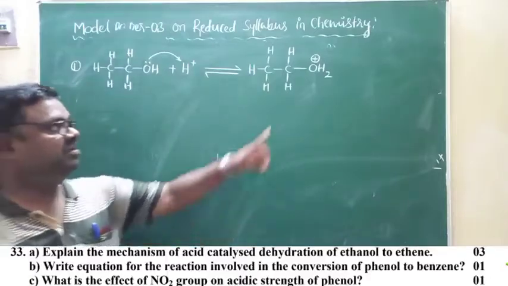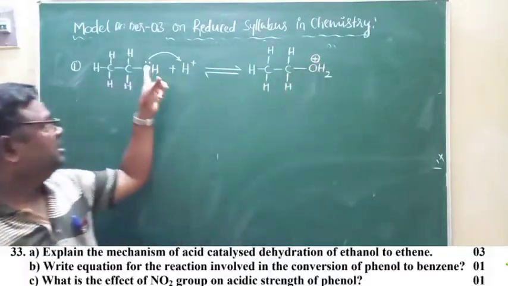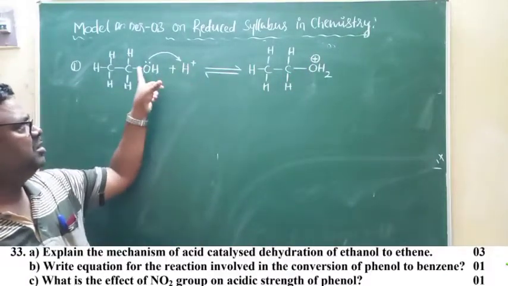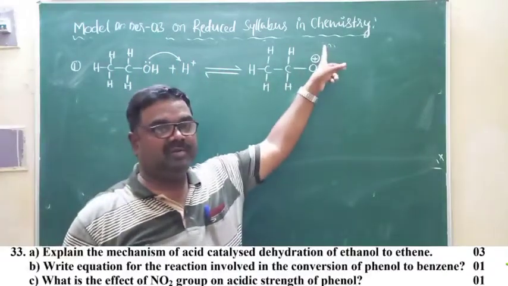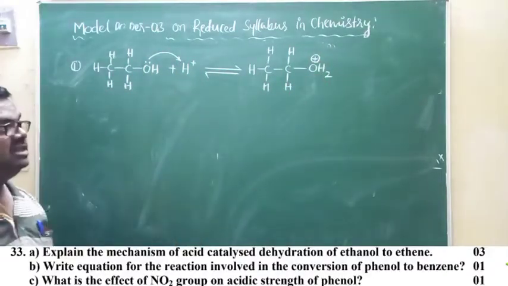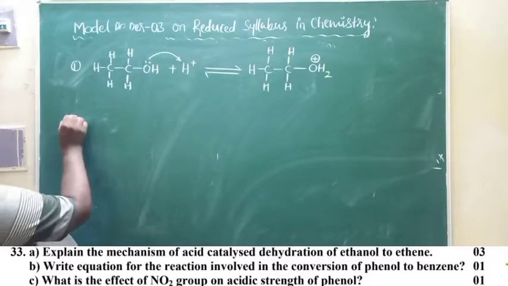You must write positive charge on the oxygen. Yes, this lone pair of electrons absorbs H plus, and OH becomes OH2 plus. Positive charge is there on the oxygen there.